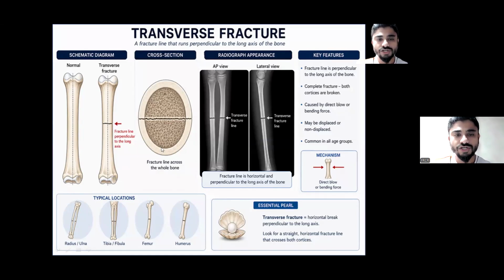On cross sectional, you can see there is break of both the cortices. On the radiographic appearance, you can see there is break, both medial side and the lateral side of the bone is broken, and on the lateral view both cortices are broken.